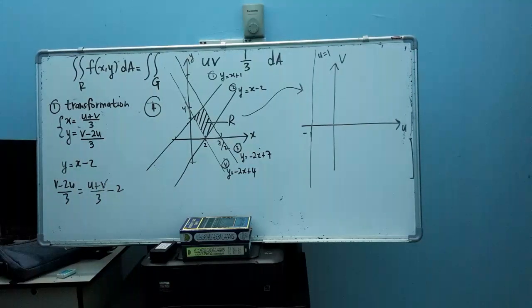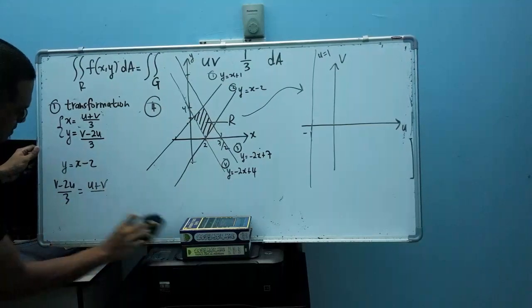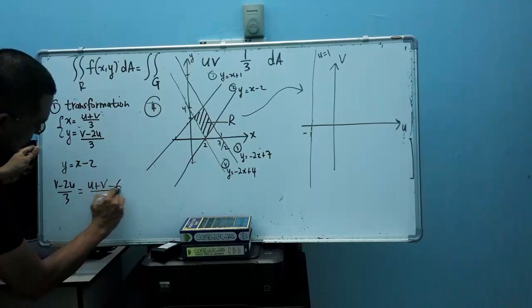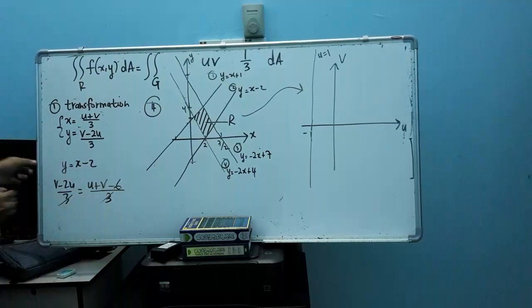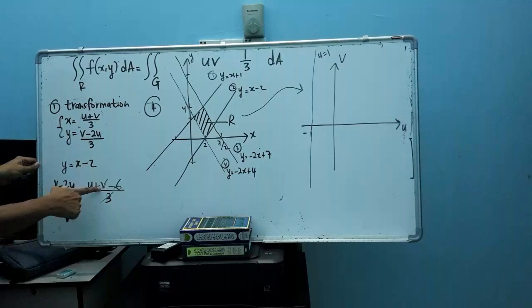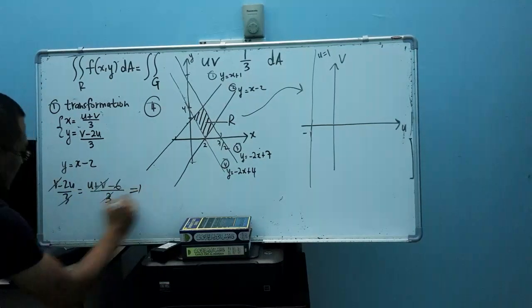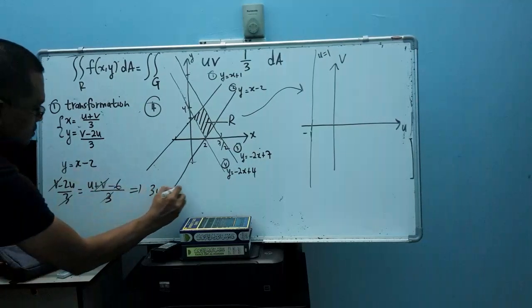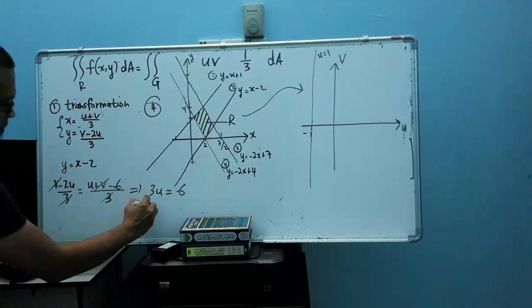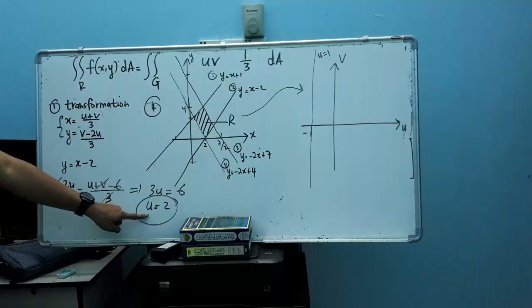Therefore, I can write this as minus 6, so I will have a minus 6 and then over 3. So I can cancel this one, right? And since I have positive v, I can cancel this one. So now I only have something like 3u, equals 6. Therefore, from here, u is equal to 2.